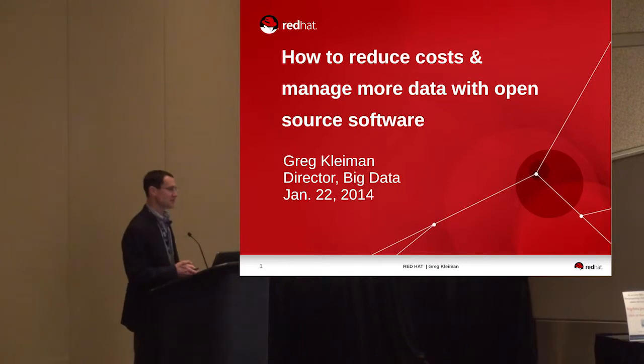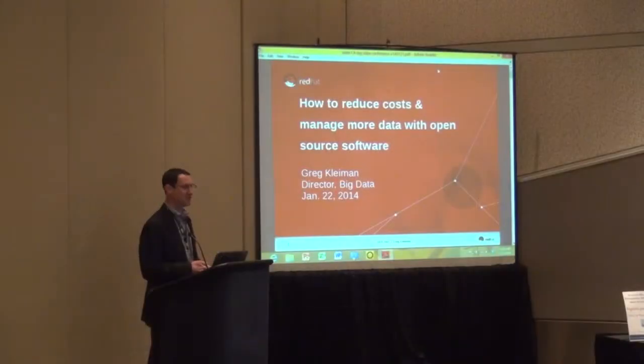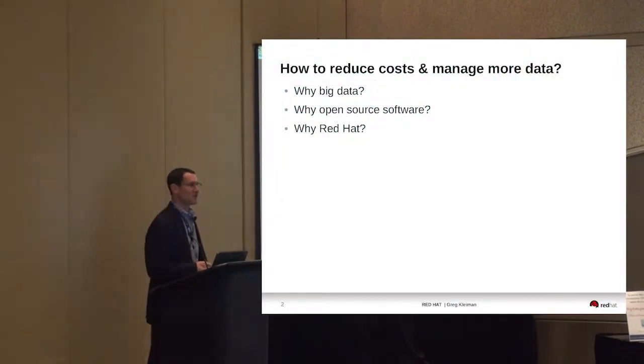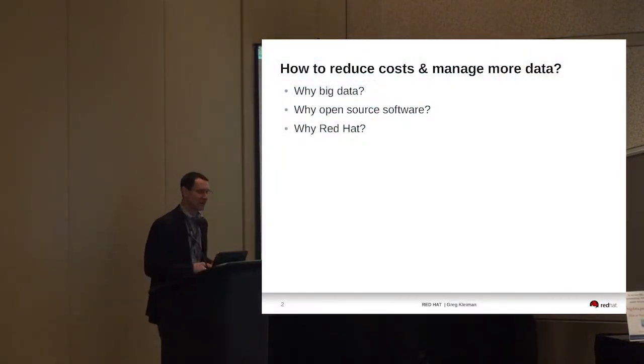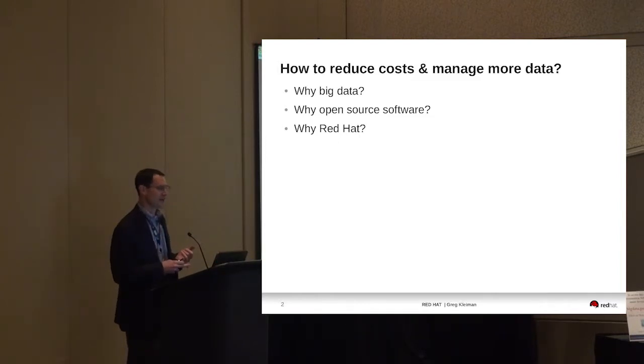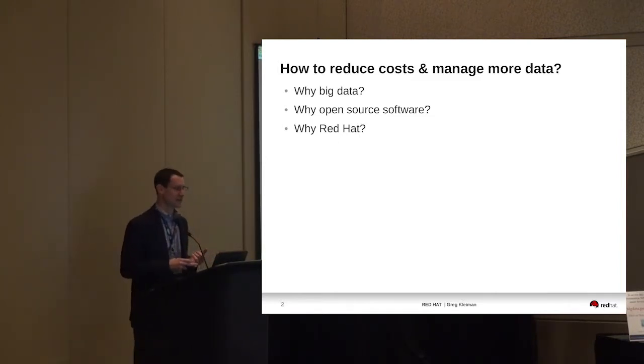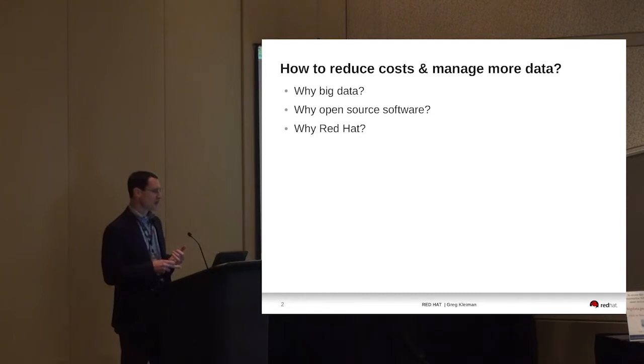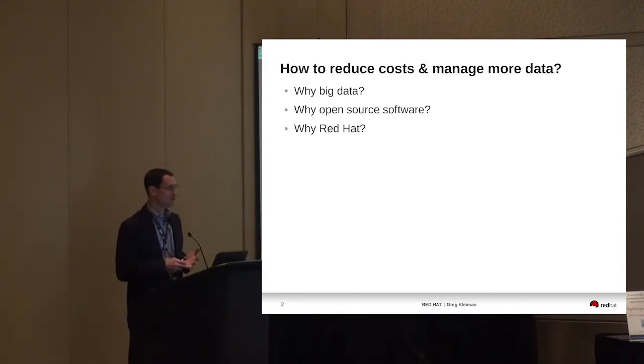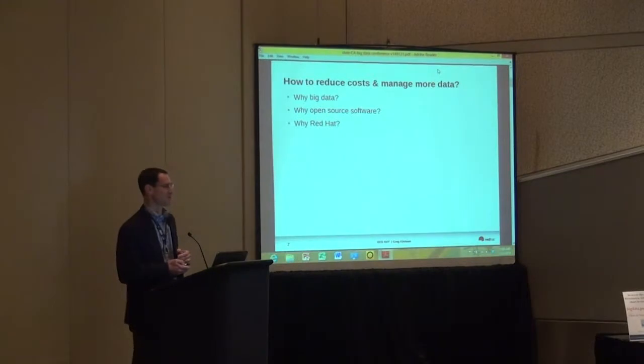I'm a director of big data at Red Hat, and I'll be talking to you about ways that you can save some money by using open source. So I thought we'd answer three primary questions. One is, why is there more data? What's with this big data thing? Why is it creating a problem for me? Why is open source software the best way to address it? And then, why Red Hat? Because there's more than one choice, obviously, when it comes to open source software. Feel free to ask questions as I go through, and if we don't ask any, then I'll ask you some questions at the end.